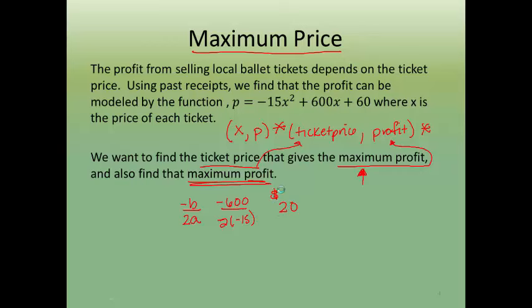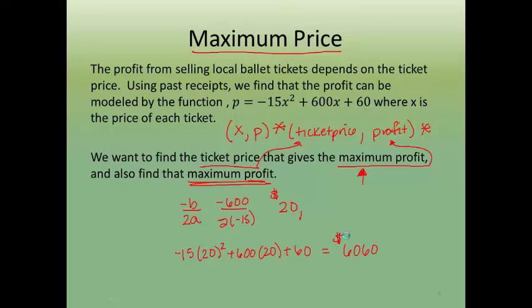Okay, so we're finding the best ticket price, and that's going to produce the maximum profit. So now we're going to substitute that in. So I have negative 15 times 20 squared plus 600 times 20 plus 60. Go ahead and take a second to do that. All right, so I got the profit to be $6,060.